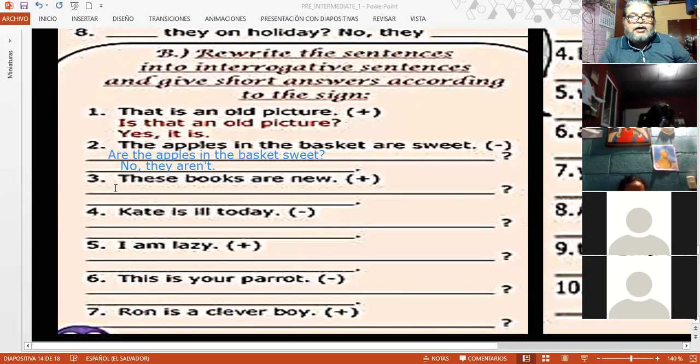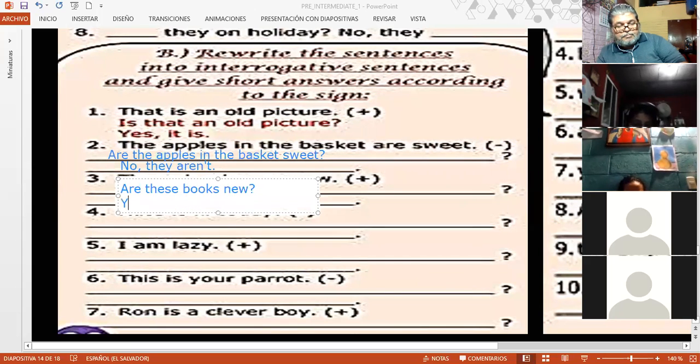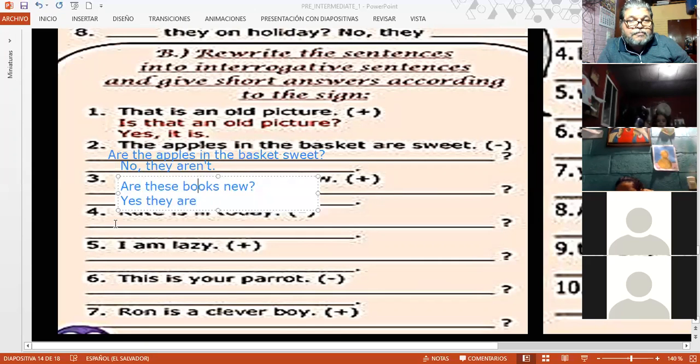These books are new. What is the question? Are these books new? The answer? Yes, they are. Okay, this one is affirmative. Yes, they are. Very good.